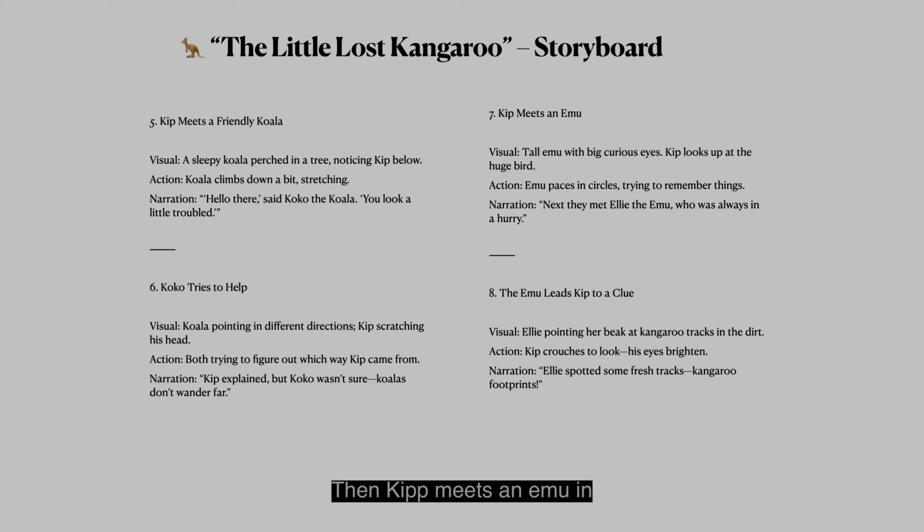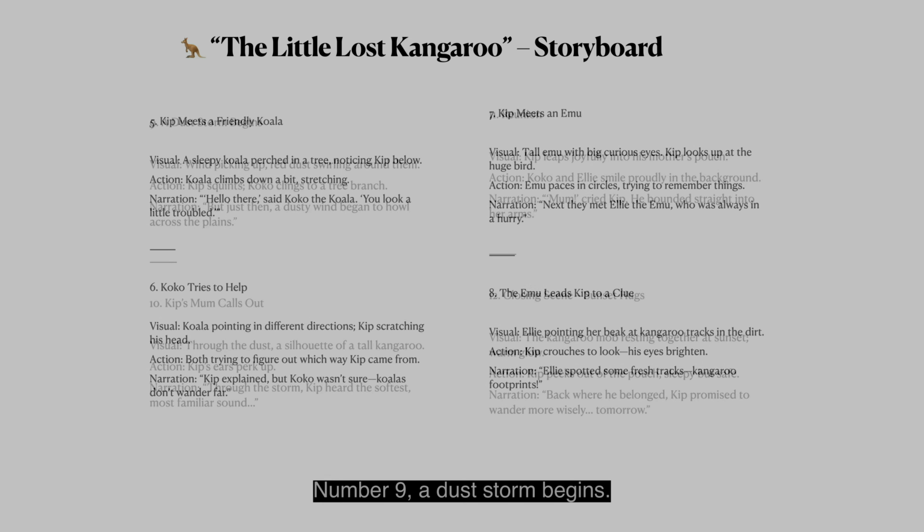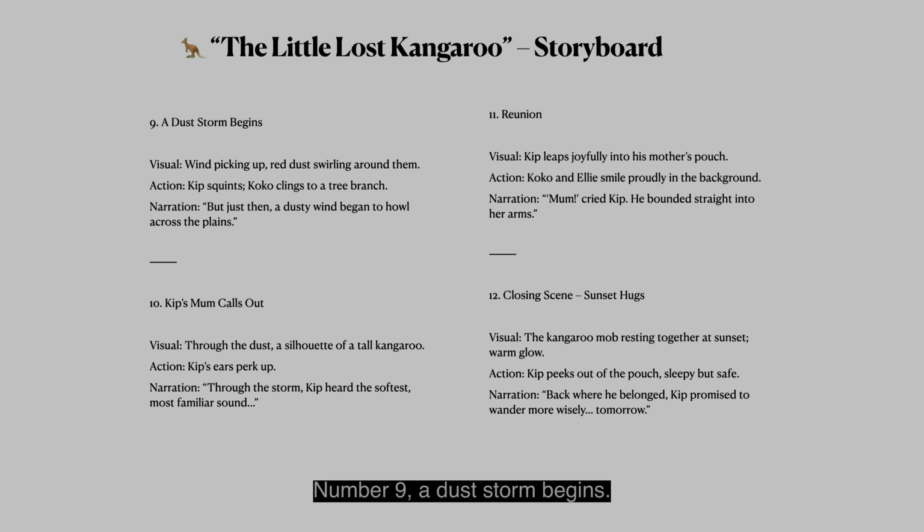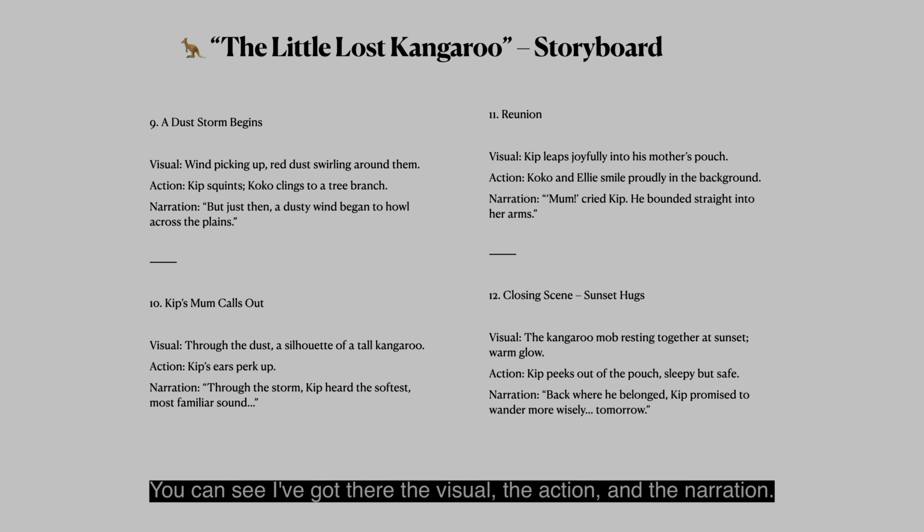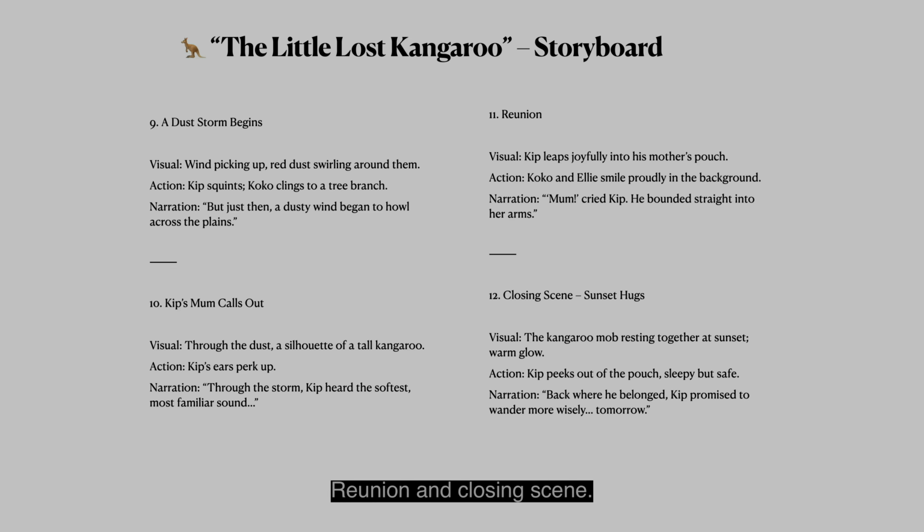Then Kip meets an emu in number 7, and number 8, the emu leads Kip to a clue. Number 9, a dust storm begins. You can see I've got there the visual, the action, and the narration. Then number 10, Kip's mum calls out. Reunion and closing scene.